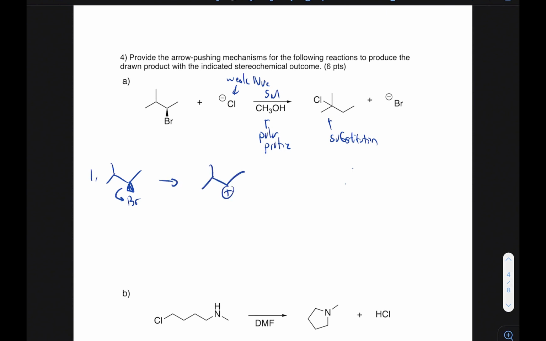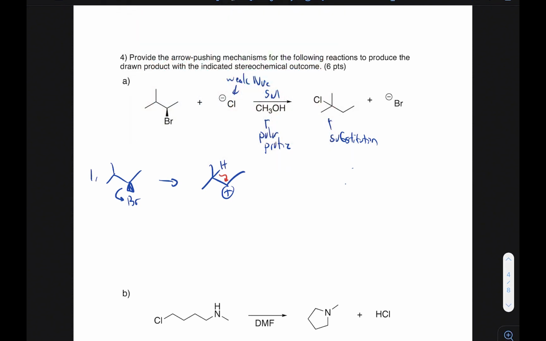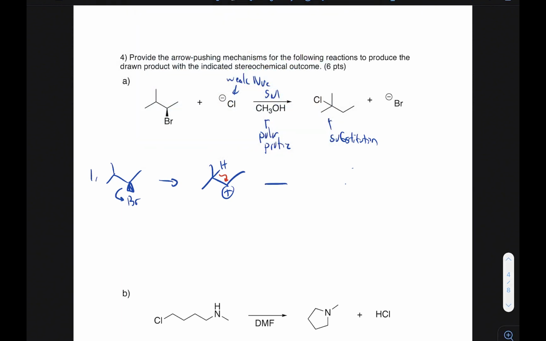And now we think, okay, we have our electrophilic carbon. Can our nucleophile just come in and attack here? No, because that's not the product. The chlorine is not here. So we need to think, okay, what can we do? Something we learned back in chapter 6 is we can do these hydride shifts, to get to a more stable carbocation.